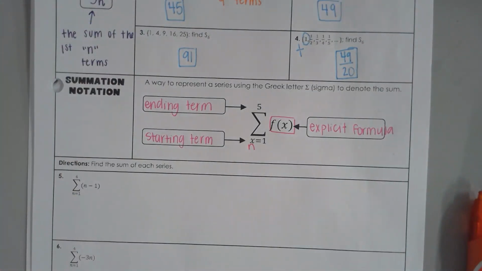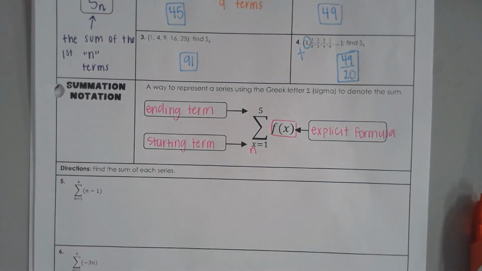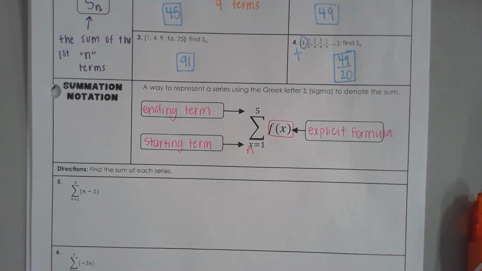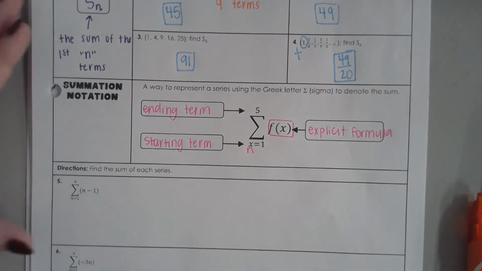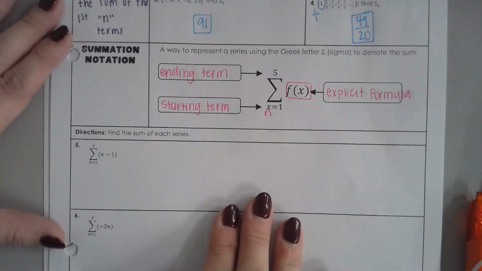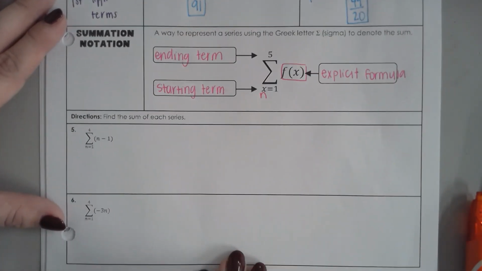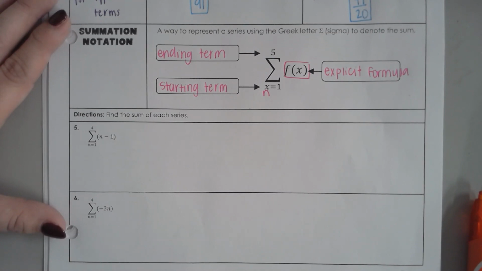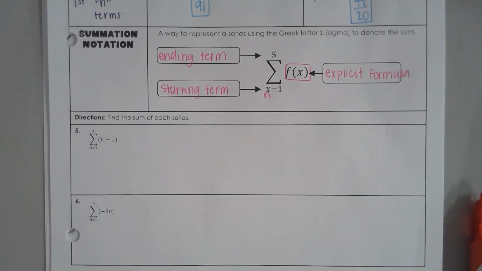So you tell your calculator what formula goes with the sequence, and then it will add up all of the terms. Now for these first couple of examples, I'm going to show you by hand what your calculator is doing.